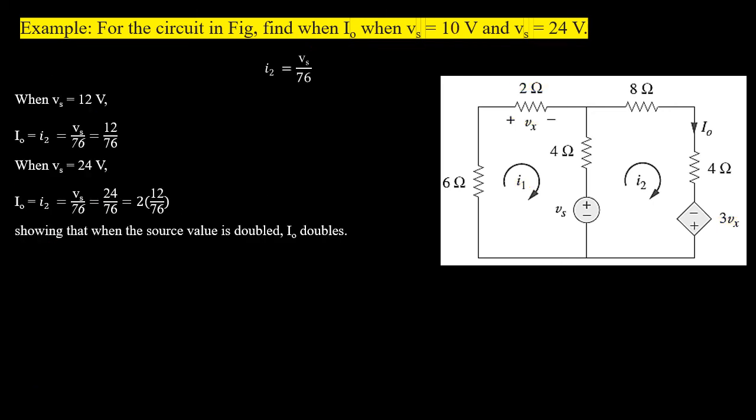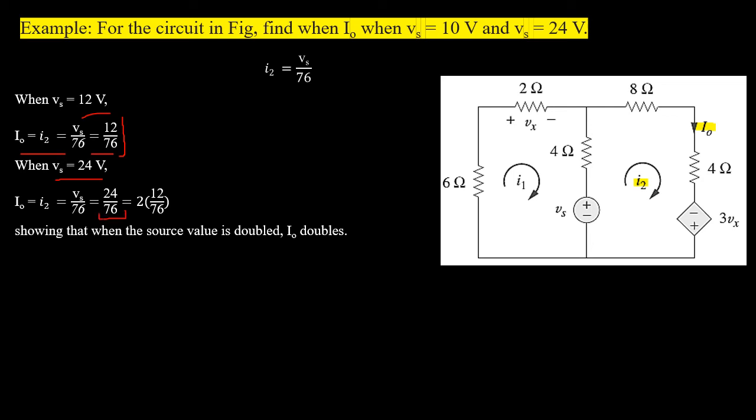Now if we analyze loop 2, we know that mesh current I2 is equal to I0. So I0 will also equal Vs over 76. Now as a first case, when source voltage is equal to 12 volt, we will have I2 equal 12 over 76. And in the second part, we have a source voltage of 24 volts. So I2 will be equal to 24 over 76.